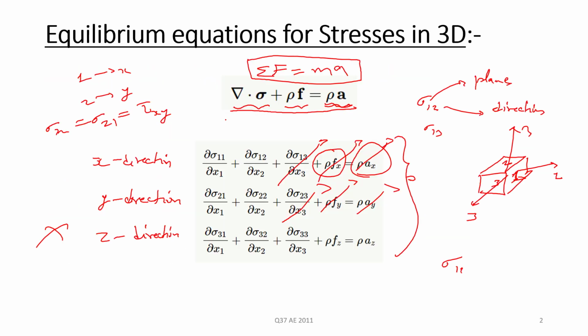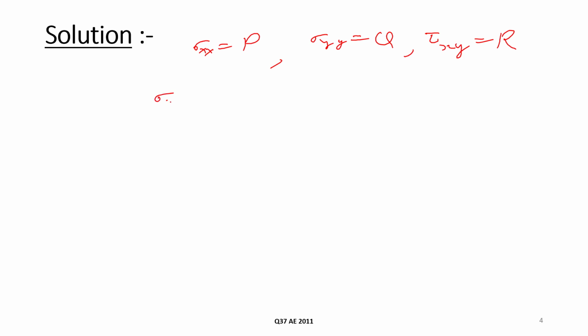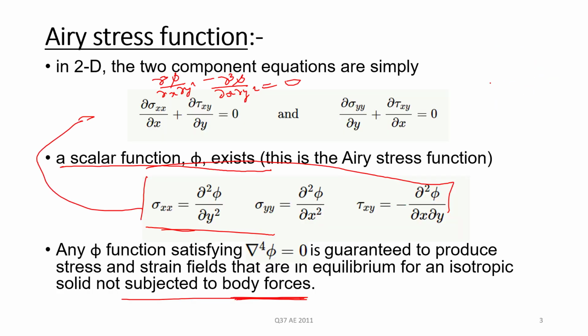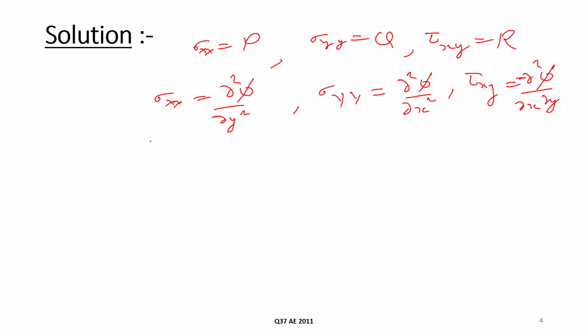So sigma xx equals ∂²φ/∂y², sigma yy equals ∂²φ/∂x², and tau xy equals minus ∂²φ/∂x∂y. So first we will take this equation and put it here.